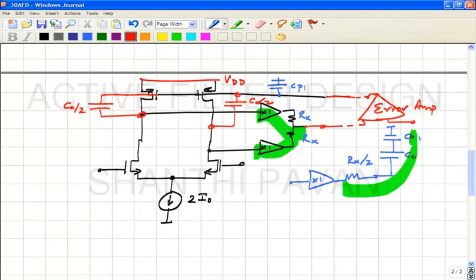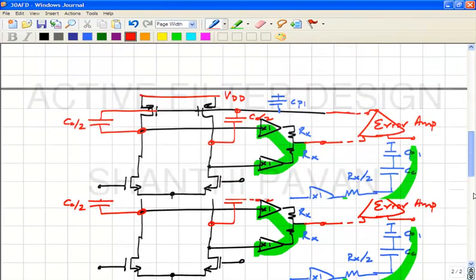Pardon? Yeah, which is why I said the buffer itself will have finite output impedance, isn't it? So you will still have that delay corresponding to 1 over Gm. Does it make sense? Okay.